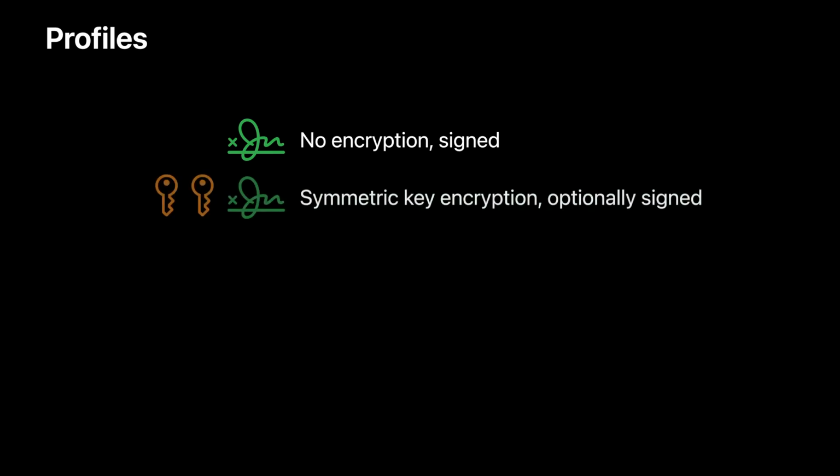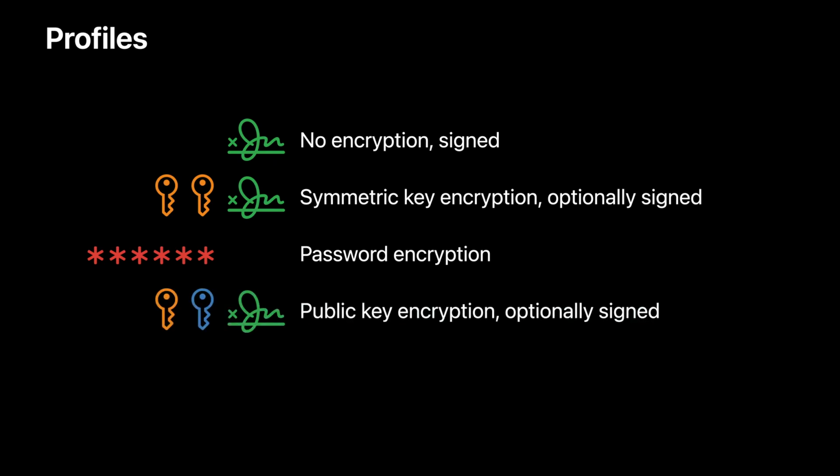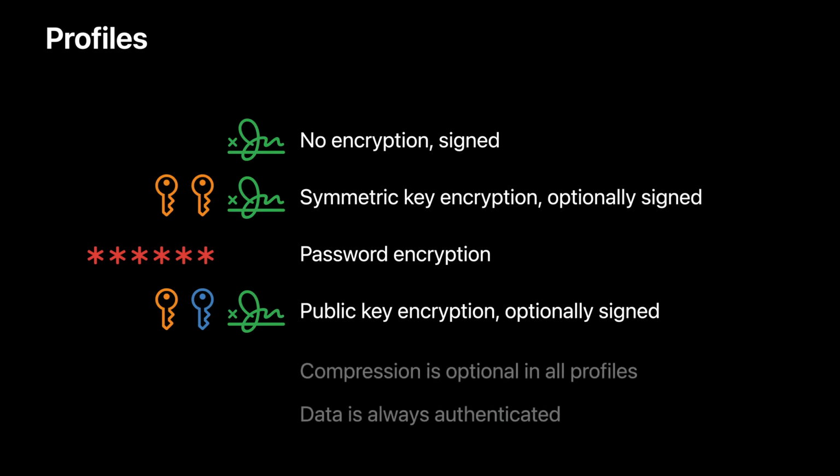Next, we have symmetric encryption, with or without signature, using a securely shared binary key. This is similar to the next option, which uses a password rather than a binary key. Finally, we have full-blown public key encryption, again with or without a signature. In all profiles, compression is optional and data is always authenticated.